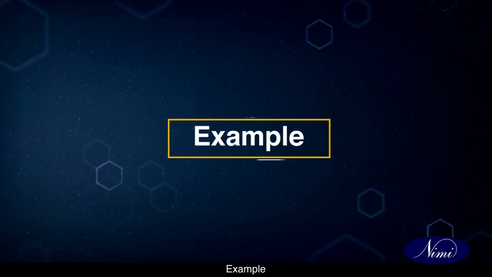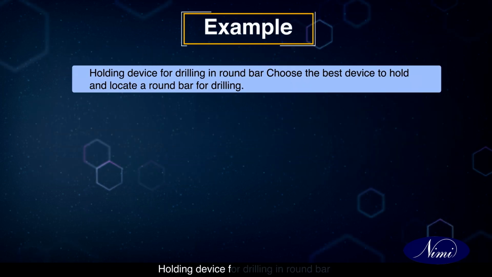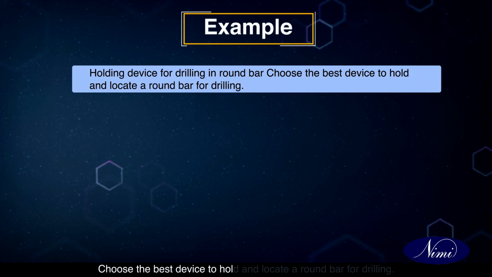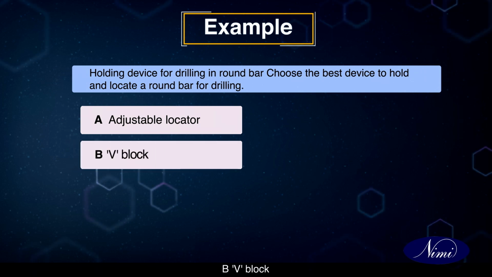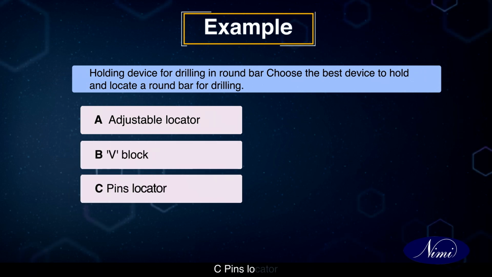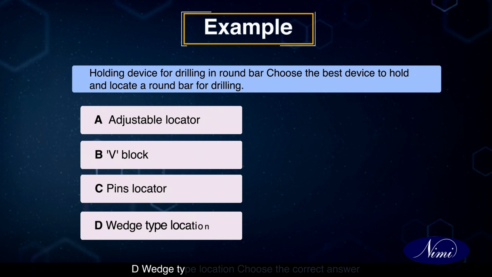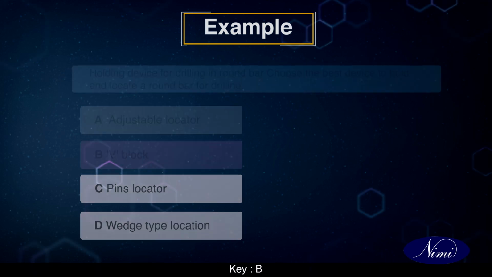Example. 1. Holding device for drilling in a round bar. Choose the best device to hold and locate a round bar for drilling. Adjustable locator, V-block, pins locator, wedge type location. Choose the correct answer. Key: B.